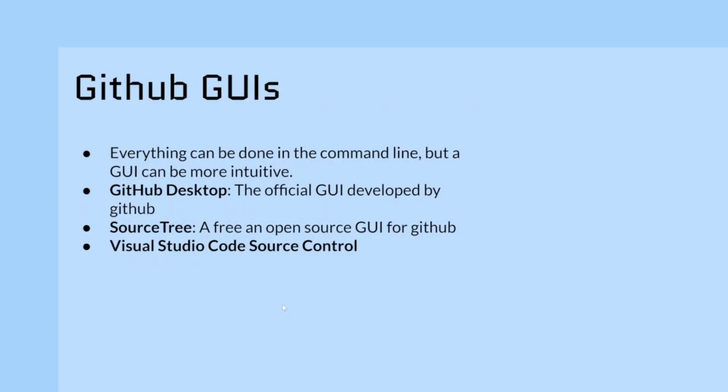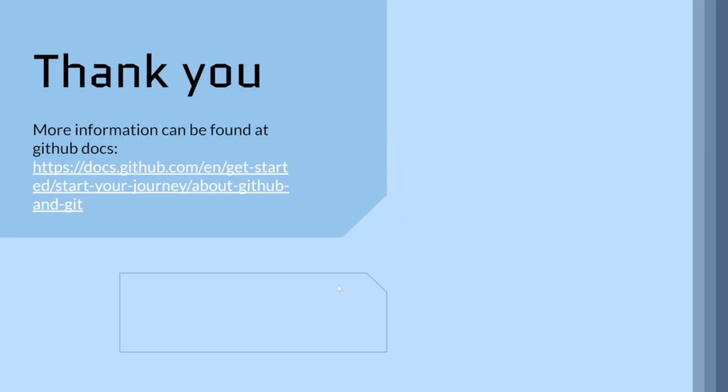So I've showed you how to use Git mainly through a command line, and everything can be done in a command line, but sometimes a graphical user interface can be more intuitive and help you learn. So this is just a few suggestions for some GitHub graphical user interfaces that you can take a look at. GitHub Desktop is the official one. SourceTree is an open source graphical user interface, and then you may have seen Visual Studio Code, and it has source control connected to Git, which can make merging, adding, and committing more simple.